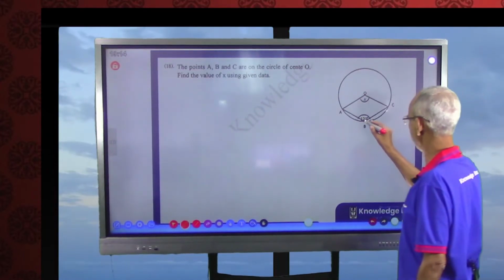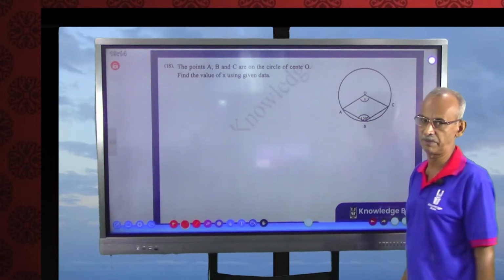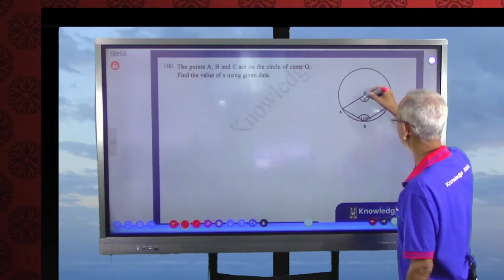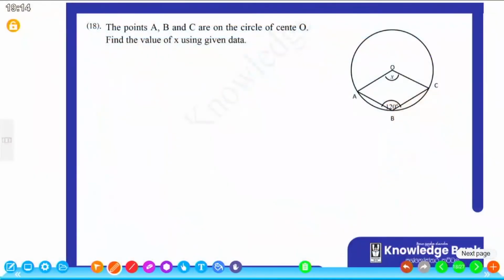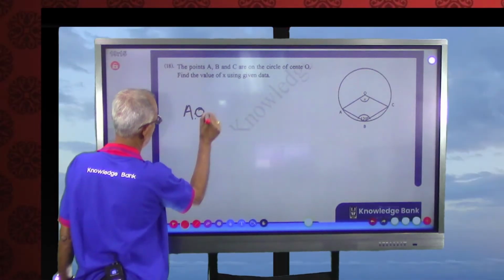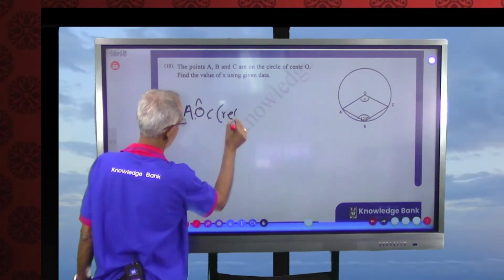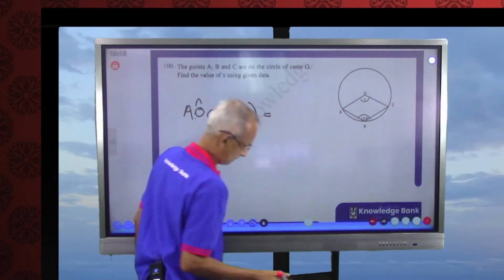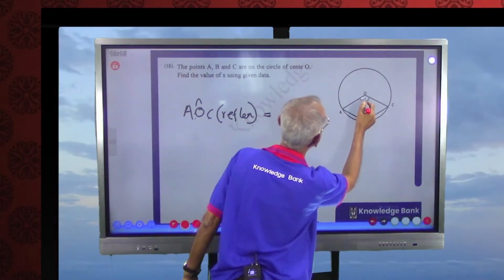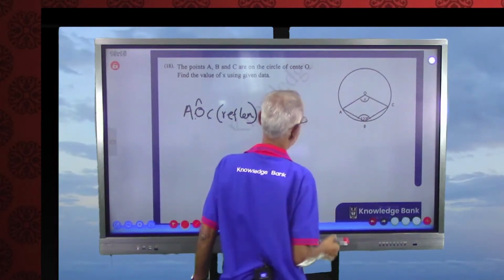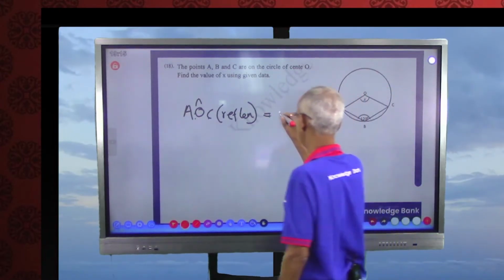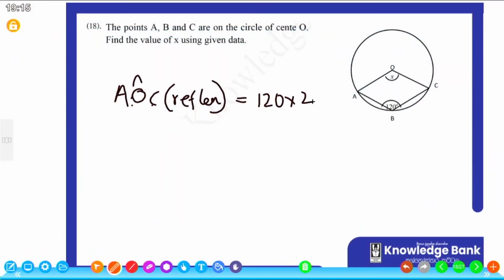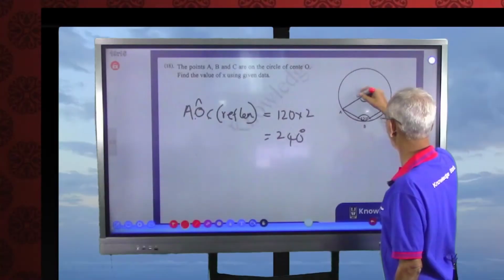Here you can see this angle ABC is the angle at the circumference. Let's find the angle at the center. The angle at the center is AOC, the reflex angle AOC. If the angle at the circumference is 120, then the angle at the center is double that. 120 into 2 is 240 degrees. The reflex angle is 240 degrees.